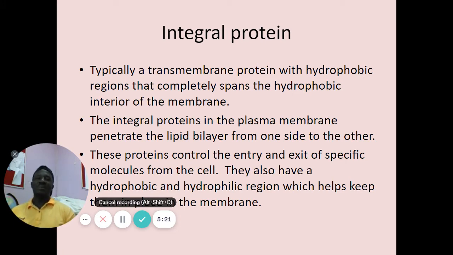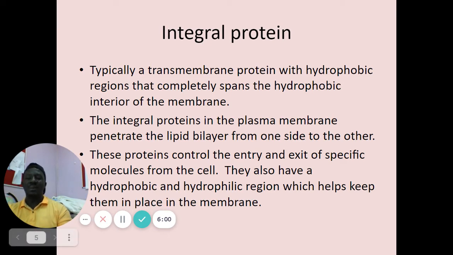These are typically transmembrane proteins with hydrophobic regions that completely span the hydrophobic interior of the membrane. The integral proteins in the plasma membrane penetrate the lipid bilayer from one side to the other. These proteins control the entry and exit of specific molecules from the cell. They also have hydrophobic and hydrophilic regions which help to keep them in place in the membrane.